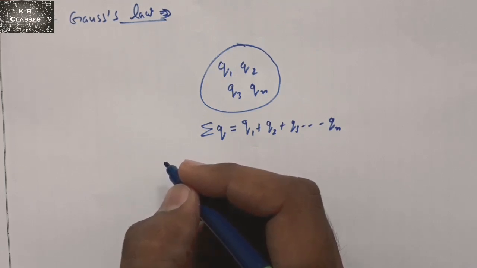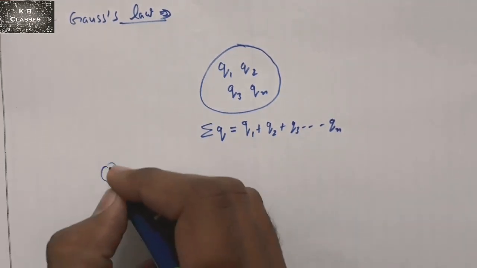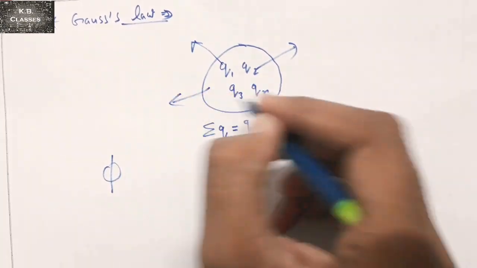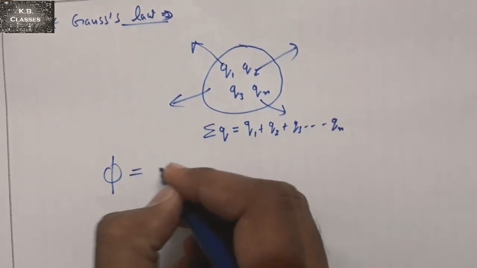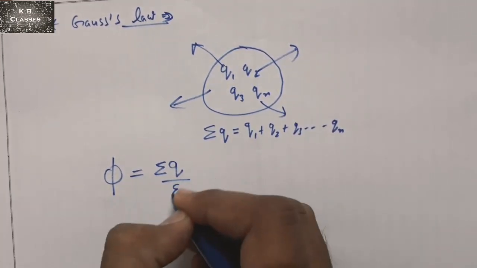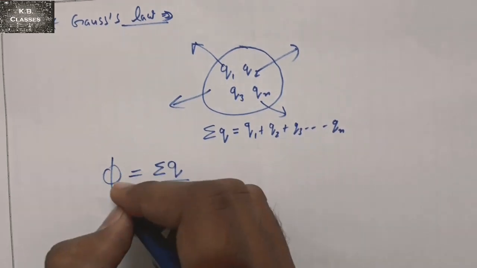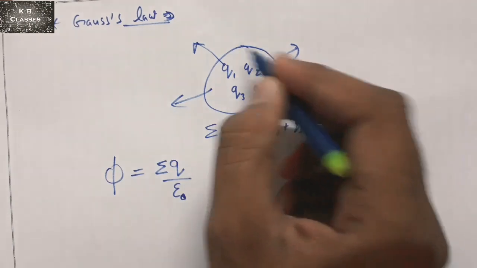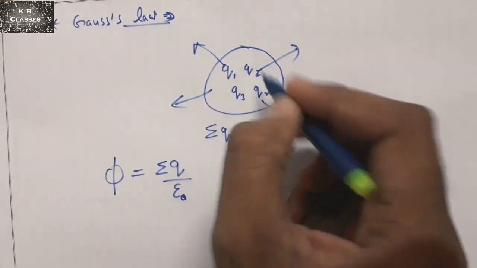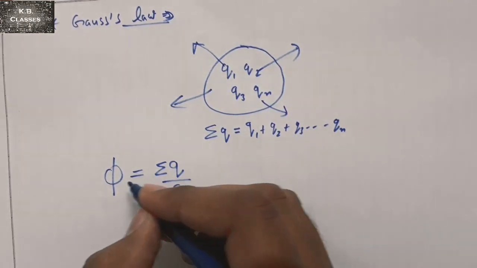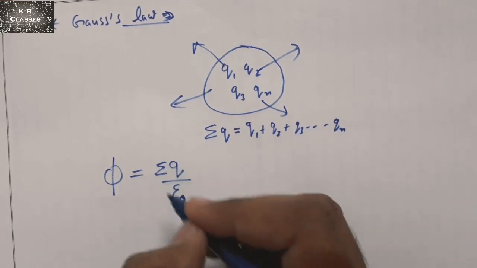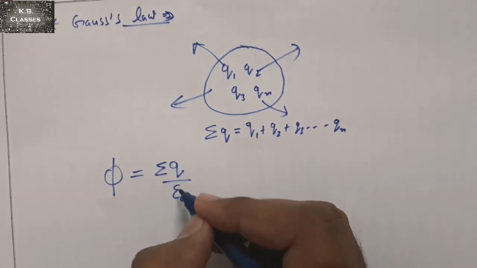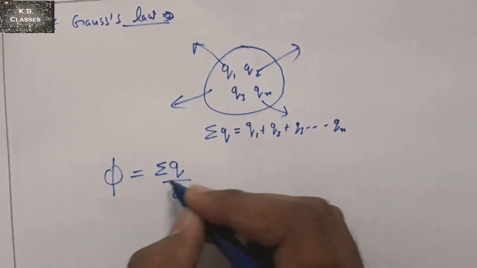First we understand what is Gauss law. According to Gauss law, the total flux passing through this surface, the electric flux coming out of it, phi, is equal to sigma q upon epsilon naught. Phi equals sigma q upon epsilon naught. It means assume the total charge inside this closed surface is sigma q. The electric flux coming out of it is given by the formula sigma q upon epsilon naught. Sigma q represents total charge and epsilon naught is the permittivity of free space.